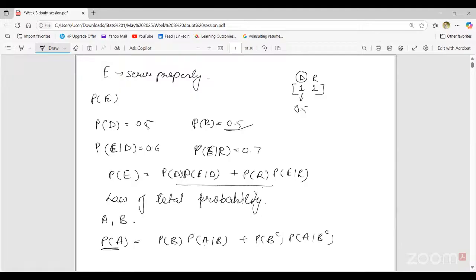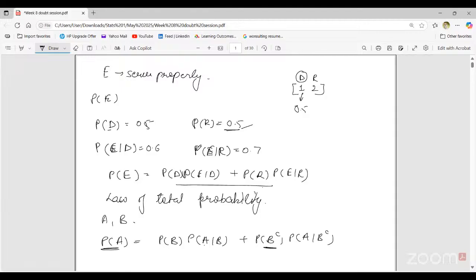So we are just taking the cases: what is the probability of the total occurrence of A? We take the probability of B into A given B, then we take the other condition in which B is complement. So similarly, we have what are the events?